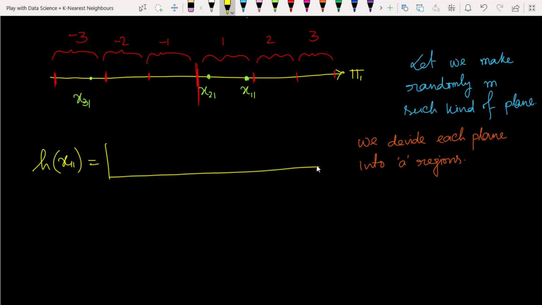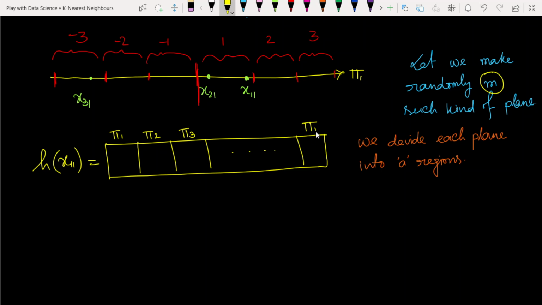How many planes have we taken? Our number of planes is M. So this hash value will be M dimensional. Suppose we have considered M randomly made planes. This is responsible for the first plane, I am denoting it pi1. This is responsible for pi2, this for pi3, and this for pi m.